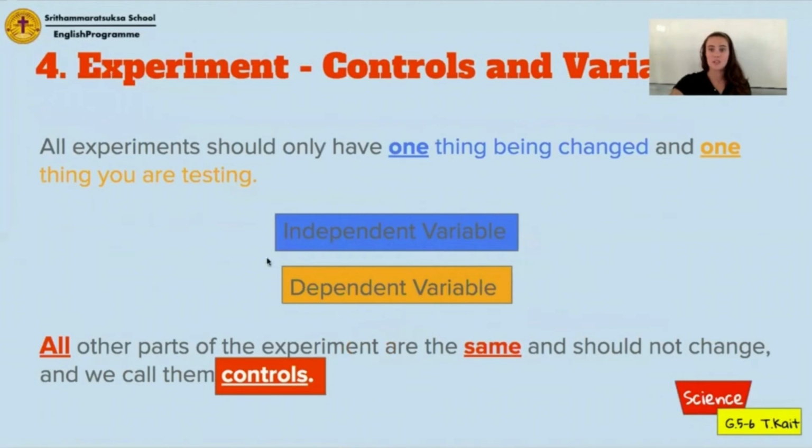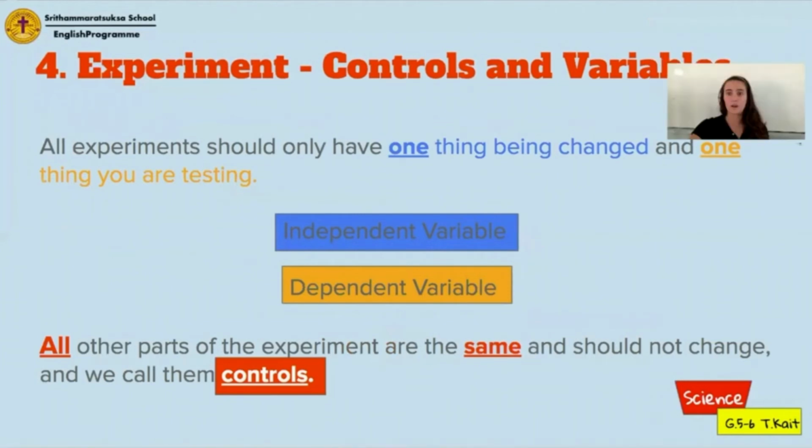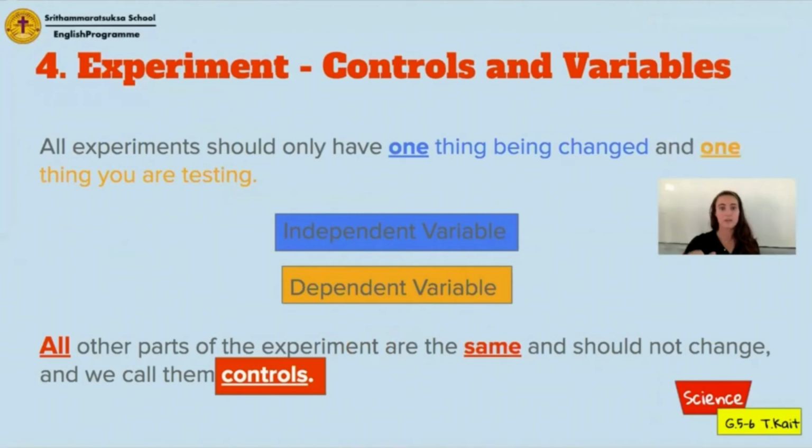For the experiment, just a review. Just going to move myself there for this slide. Controls and variables together. So I want to review one more time. All experiments should only have one thing being changed and one thing you are testing. The one thing that we change or I change is the independent variable.